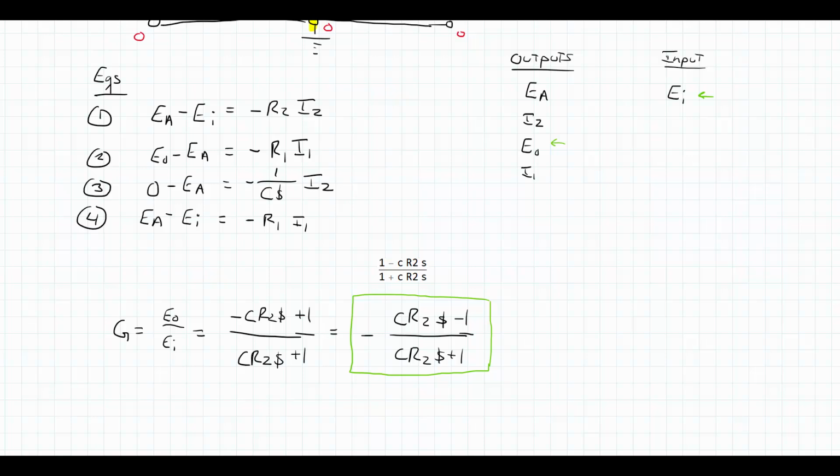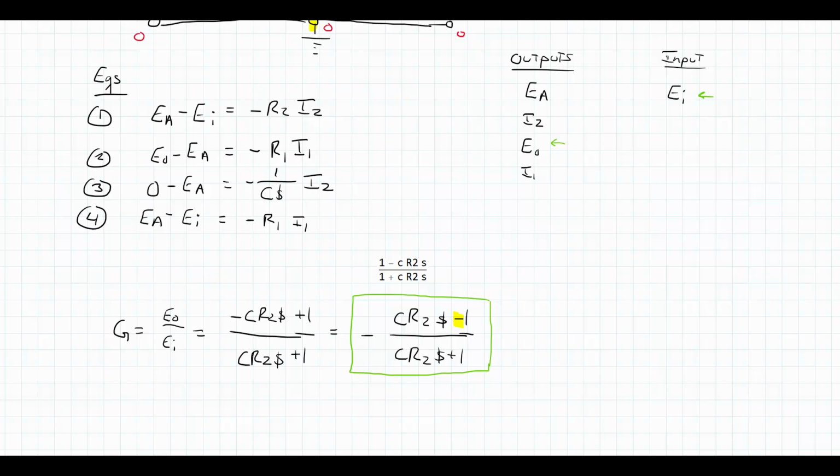I have a negative out in front, but I also have, which we don't normally see, a negative sign in the numerator here. So is this an inverting function or a non-inverting function? Well, actually, it depends. There's a negative out in front, which sometimes can indicate that we have an inverting function. But this one's a little bit different because of the numerator.